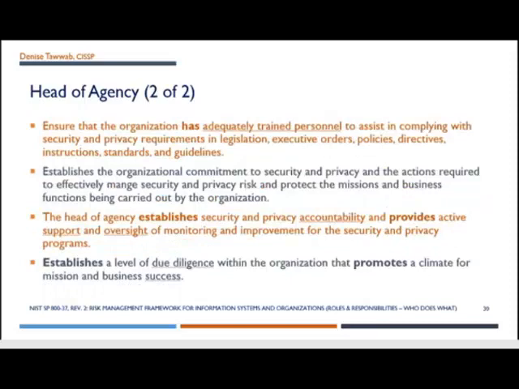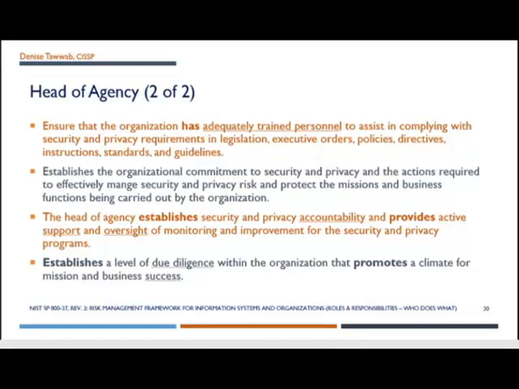The head of the agency will ensure that the organization has adequately trained personnel to assist in complying with security and privacy requirements in legislation, executive orders, standards, instructions, guidelines, etc. They also establish the organization's commitment to security and privacy and the actions required to effectively manage security and privacy risk and protect the missions and business functions that are being carried out by the organization.